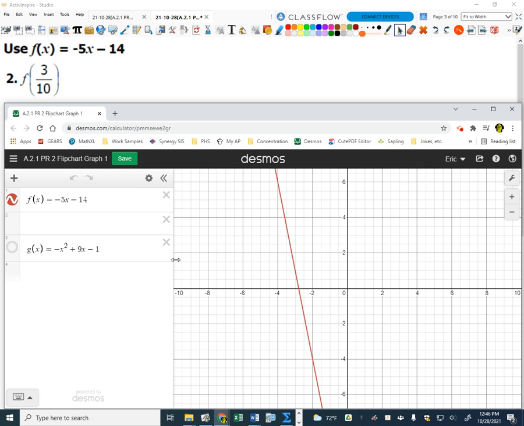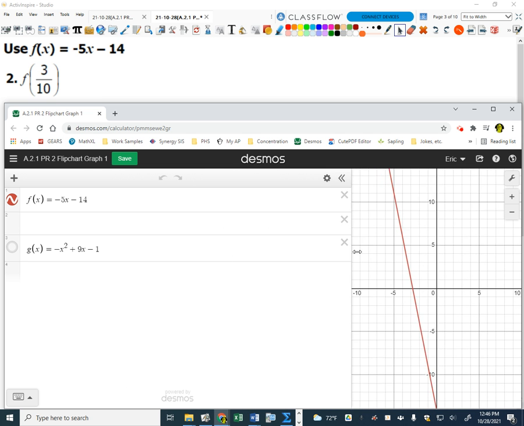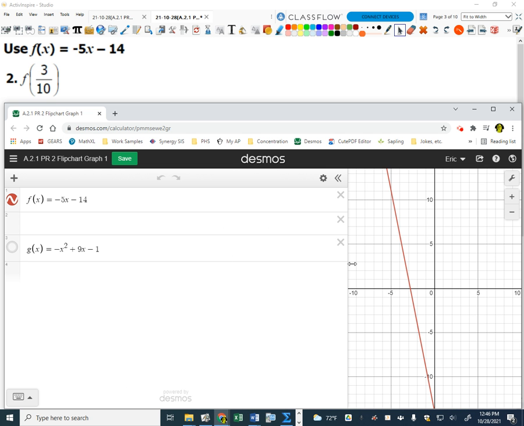Okay, it doesn't matter for this one if you're using Desmos graphing or scientific, makes no difference. We're going to do the same thing. If I want to evaluate this function, what do I do? We did this when we were checking solutions for absolute value equations, right? I have to define the function. So I'm going to type in f of x is equal to negative 5x minus 14.